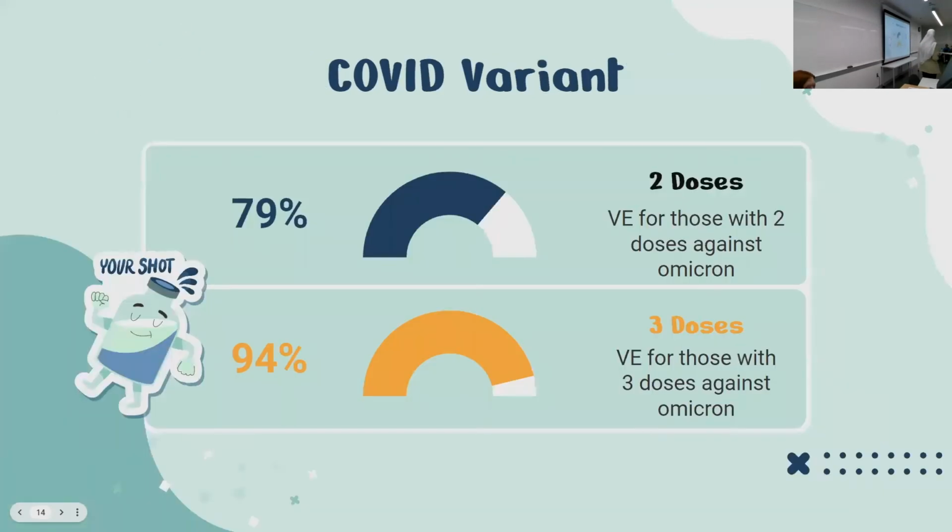We also looked at the different variants: pre-Delta, Delta, and Omicron. The one that interested me the most was Omicron, and we found that it had a lower reduction in IMV and death. So that was the only one that was like an outlier compared to the others.